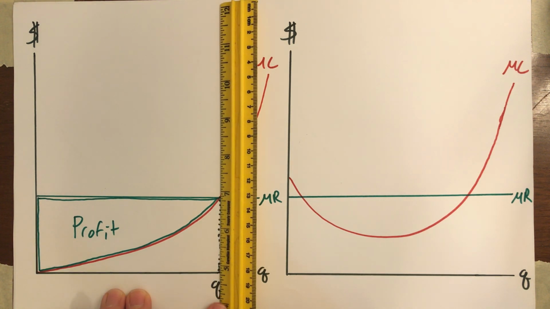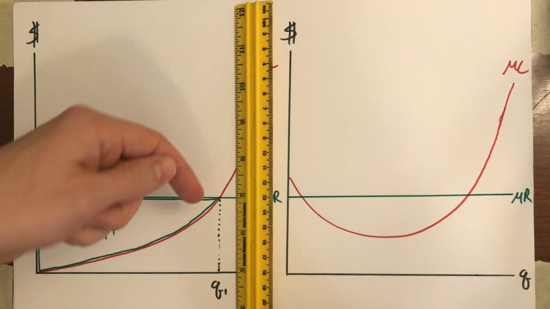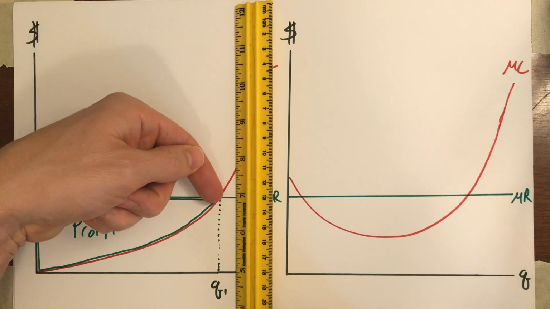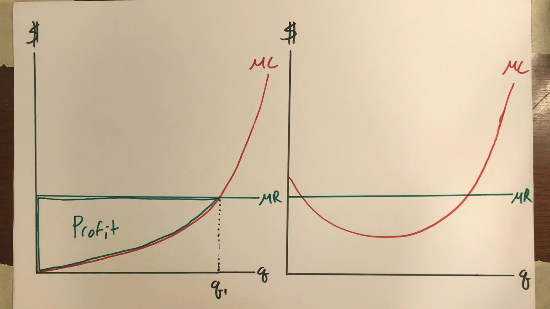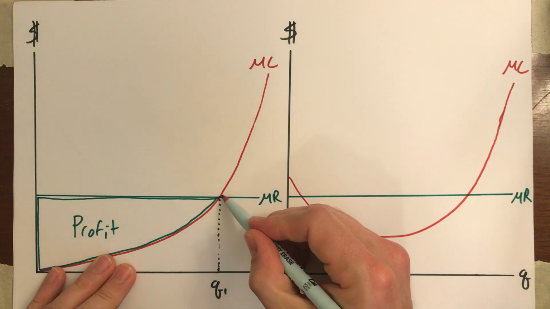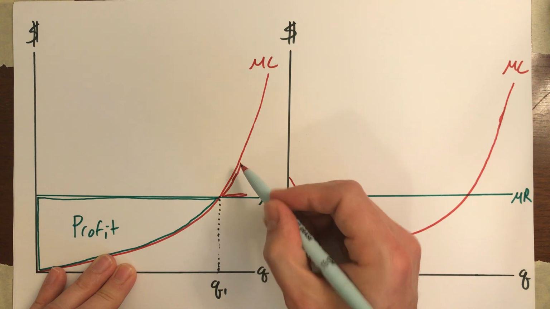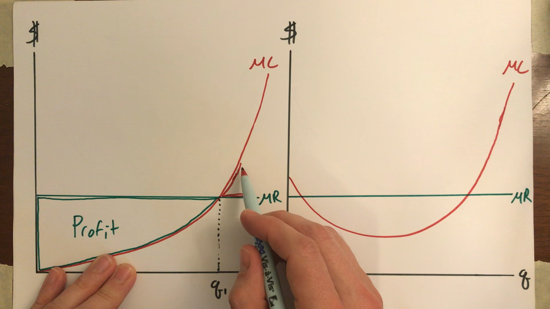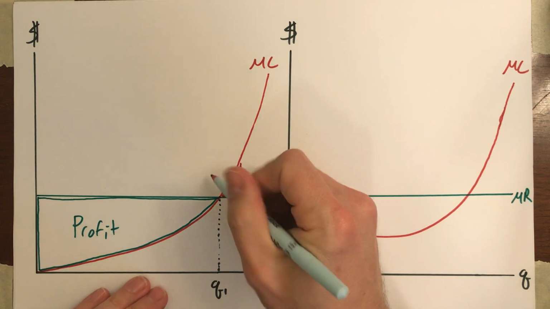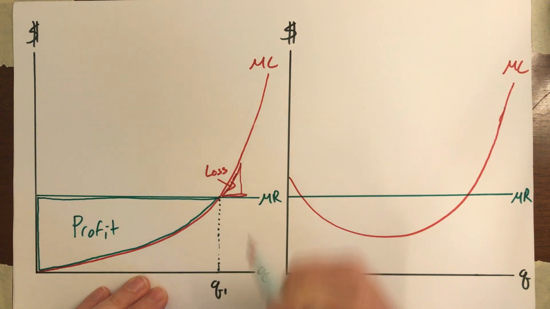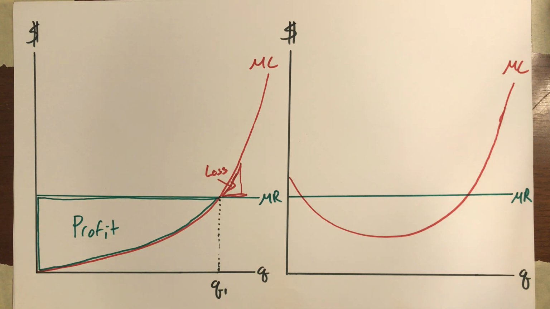But notice once you hit Q1 here, if you keep producing more, those new units are going to cost you more to produce than you could sell them for in the market, which means if you were to produce extra units, you'd start taking on losses, equal to the difference between the marginal cost at which you're producing and the marginal revenue that you can earn. So you don't want to do that. You want to stop here where marginal cost equals marginal revenue.